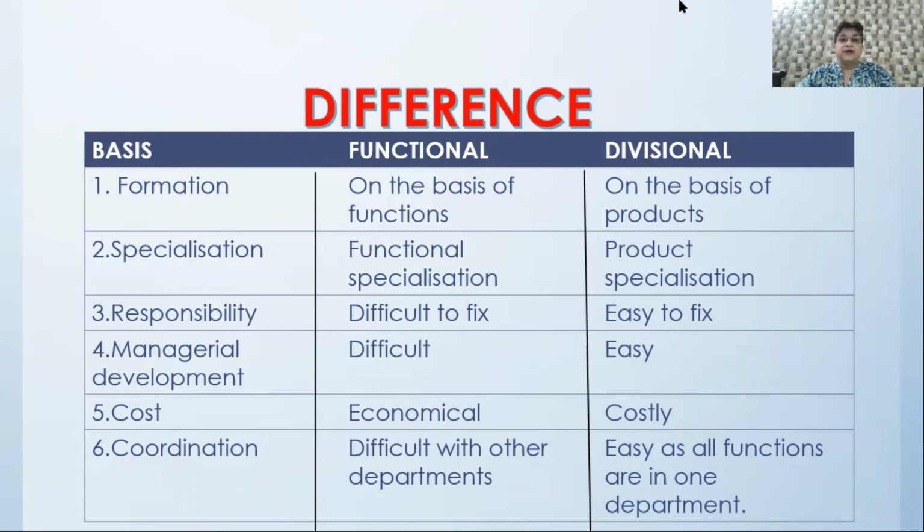Then managerial development, because they are all in the same department, they don't get to learn the other departments. They don't get to learn the other functions. Here, all the functions are under one roof, so it's much easier. Then cost, this is economical because there's only one production, one marketing, one finance. There's no duplication. Whereas in divisional, it is quite costly. And coordination, they have difficulty in maintaining coordination with other departments. And here in divisional, all the other departments, production, marketing, finance, are all under the same roof. So they're all working for the same product, and therefore coordination is not that difficult.